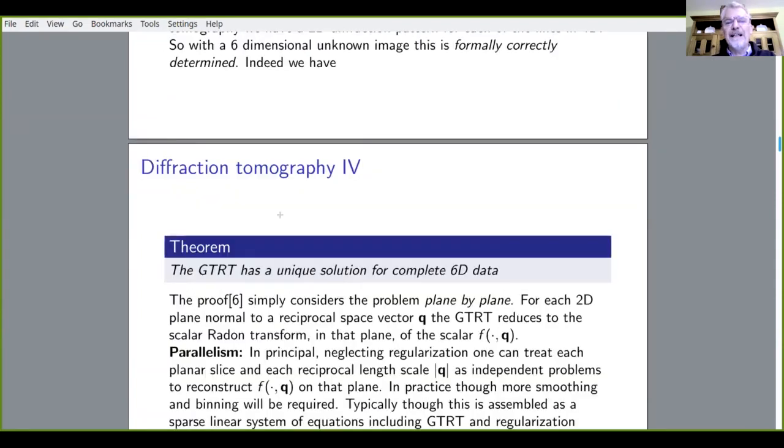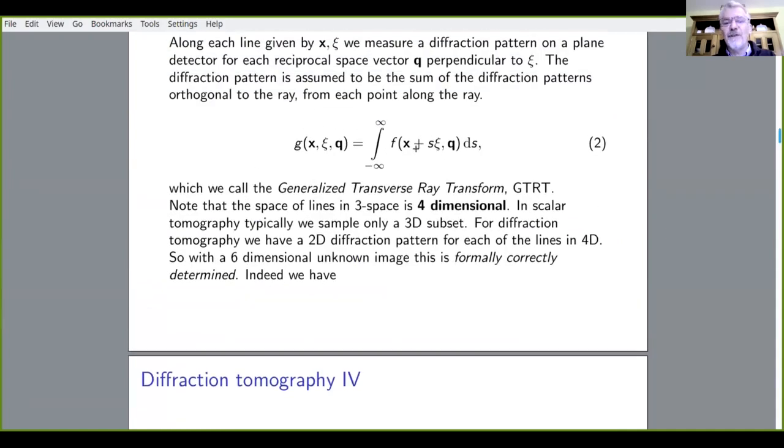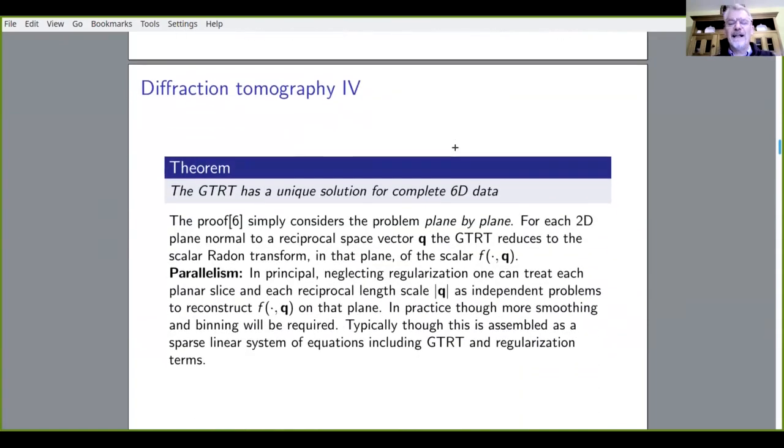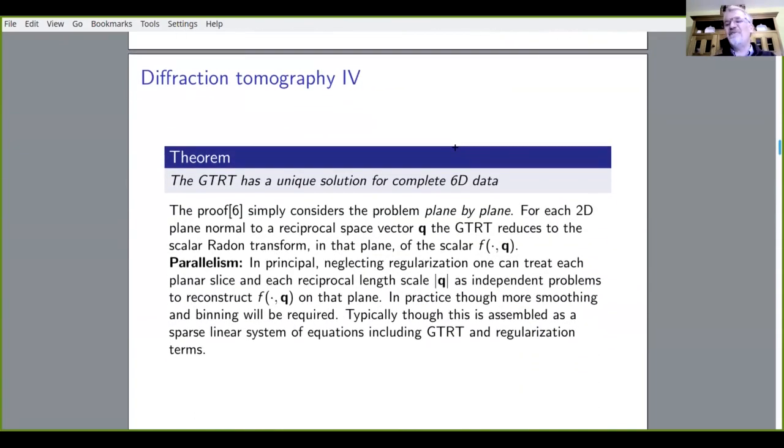And the proof is really just that if we restrict this to one plane, the plane normal to a vector q, then we can think of f of x comma q as being a scalar function for fixed q on that plane, and then this is just the Radon transform of f. So we can do it plane by plane, by Radon transform inversion for each value of q if we wanted. And so in principle, you could do it that way. You can measure data on each slice, do a Radon transform, and that gets you one point in the reciprocal space.